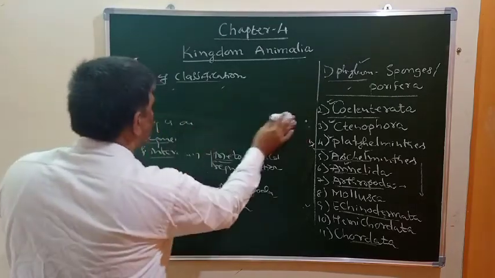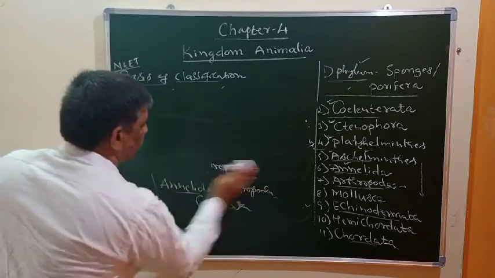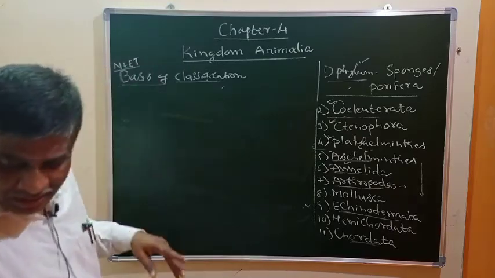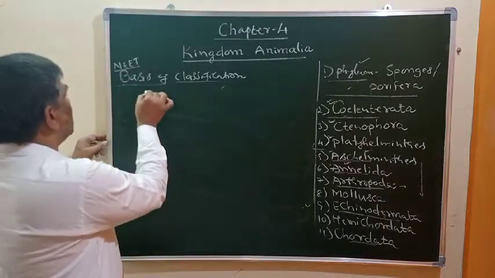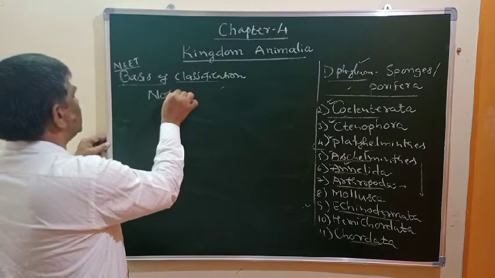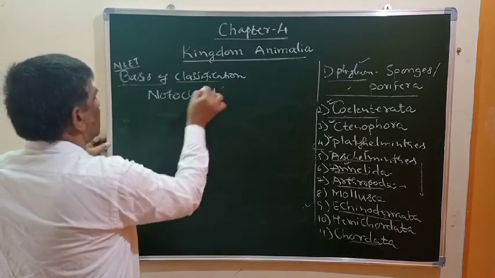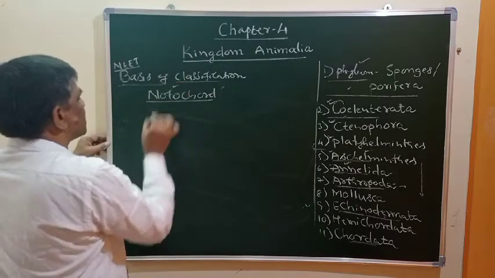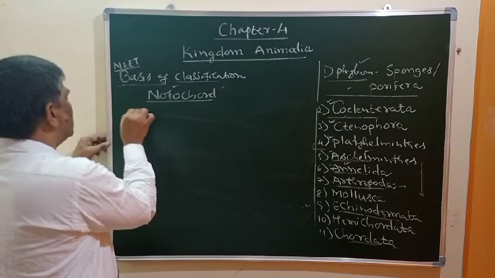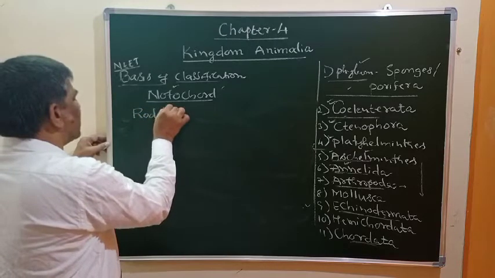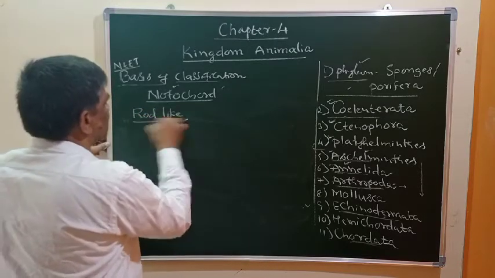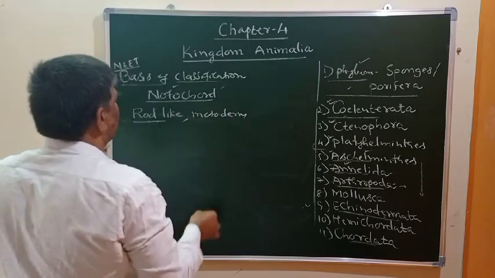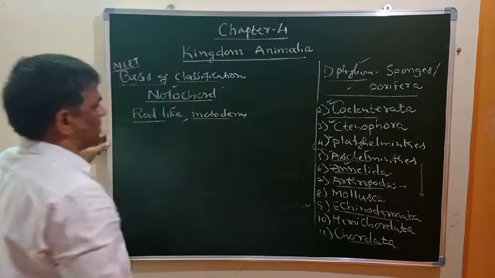Next, the sixth and last basis for classification of kingdom Animalia into different phyla is the notochord. What is the meaning of notochord? Notochord is a rod-like structure which is derived from mesoderm. A mesodermally derived rod-like structure.